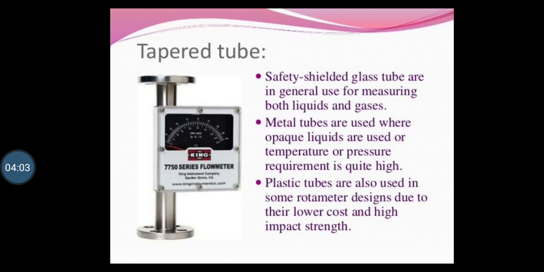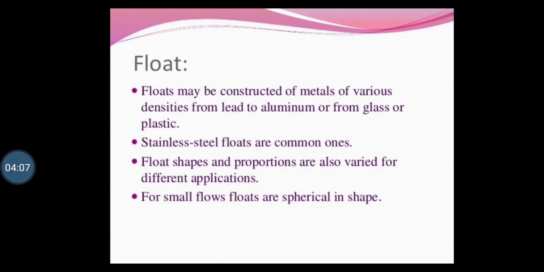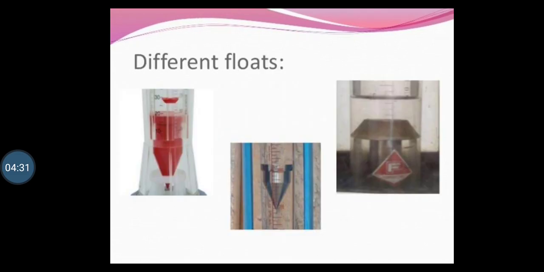Now we will see the floats. Floats are made up of metals like aluminium, lead. They are also made up of glass, plastics, etc. But stainless steel floats are commonly used. Their shape and properties are also varied for different applications. For small flow, floats are in spherical shape. Here we can see different type of floats.